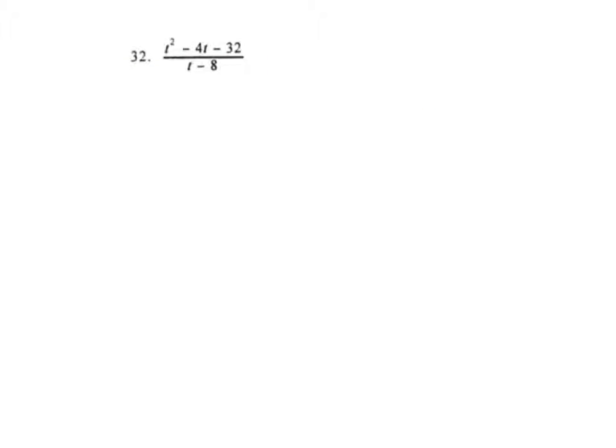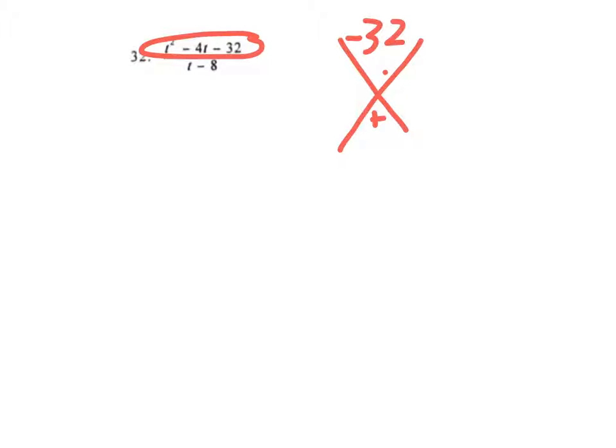The next one, we're doing the same thing. We factor the top, factor the bottom. On top, we have t squared minus 4t minus 32. So we're going to do the x method again. Again, c goes on top. We're looking at negative 32. We want something that multiplies to that and adds to b, which is negative 4.